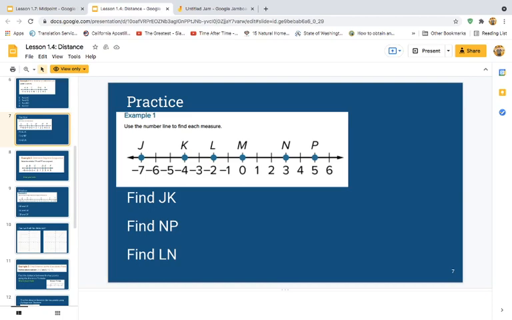When I was doing this in class, some students were saying negative distance. So, oh, the distance between JK is -3 or something like that, right? I'm here to tell you that distance can never be negative, right? Now think about it intuitively.